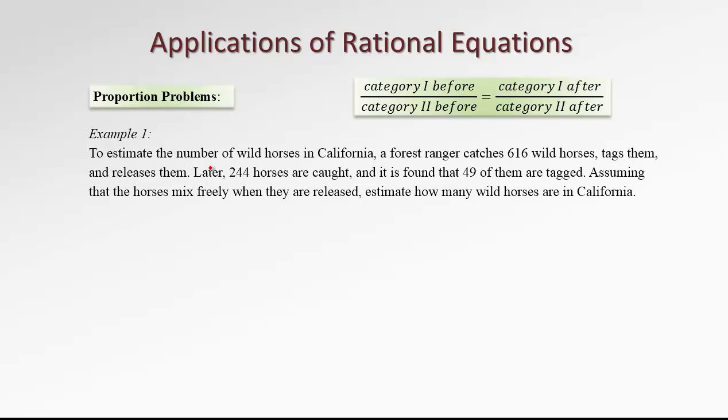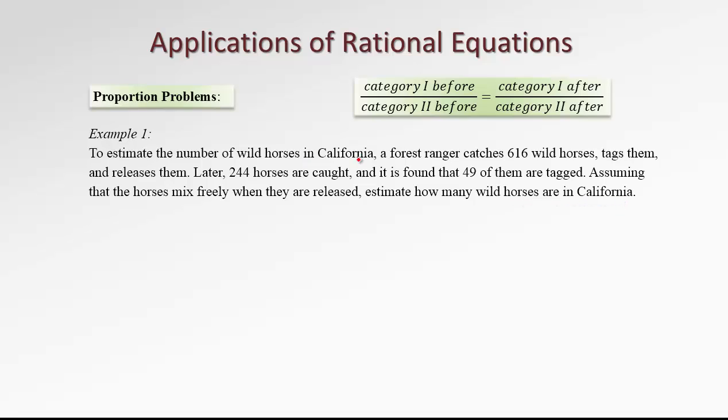To estimate the number of wild horses in California, a forest ranger catches 616 wild horses, tags them, and releases them. Later, 244 horses are caught, and it is found that 49 of them are tagged. Assuming that the horses mixed freely when they are released, estimate how many wild horses are in California.